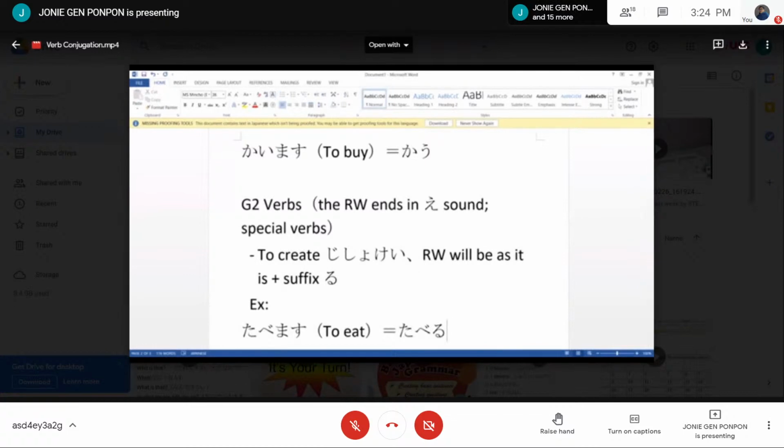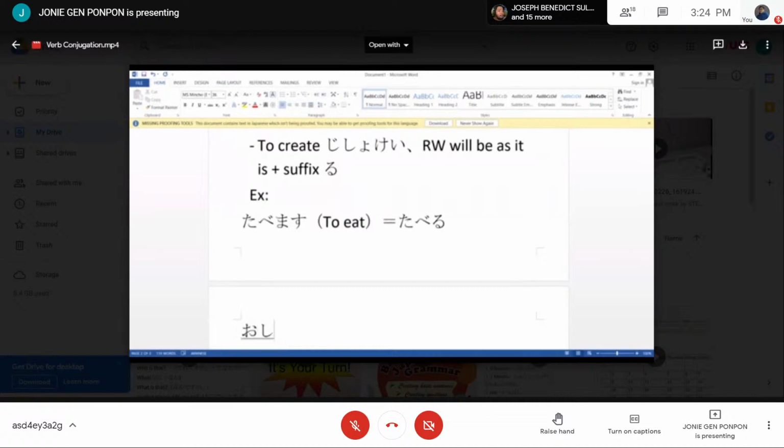Okay, so the same sa lahat. Ano pa bang pwede? Oshemas. Yan. The word before mas is the root word, oshe. That's why it ends in e sound. It is in group 2 verbs. Now, oshemas meaning to teach. To create the jisho form of that, so namamana yung root word, then just add the suffix ru. Now, the jisho form of oshemas is osheru. And so that's how you create the jisho form of group 2 verbs.